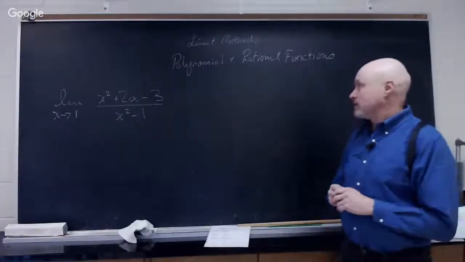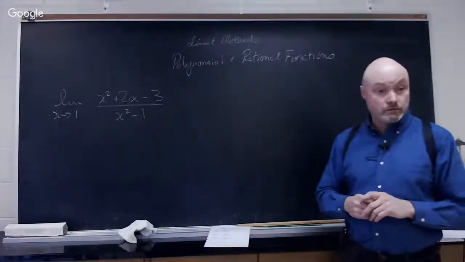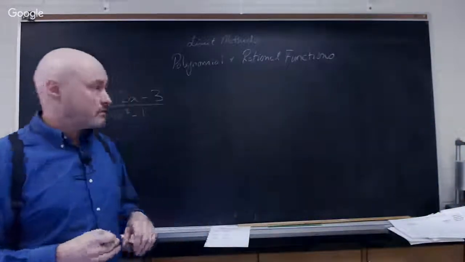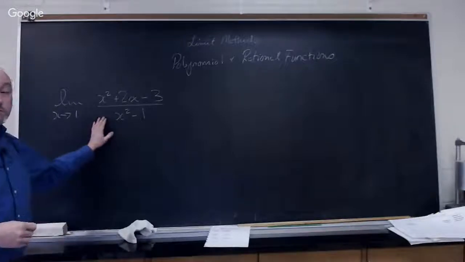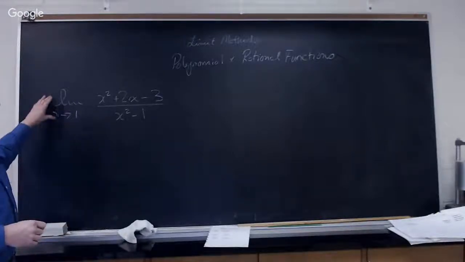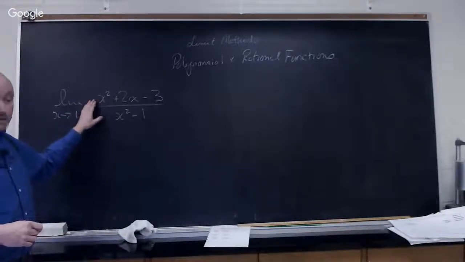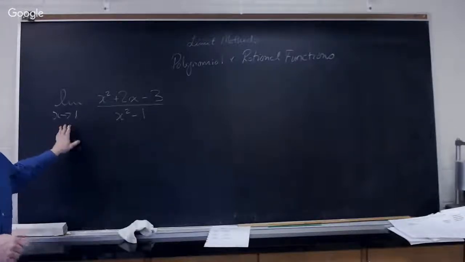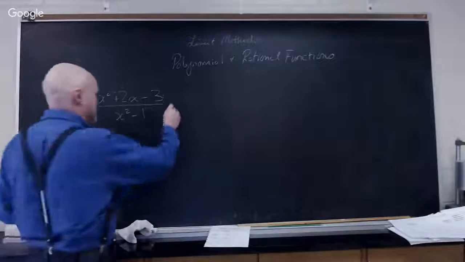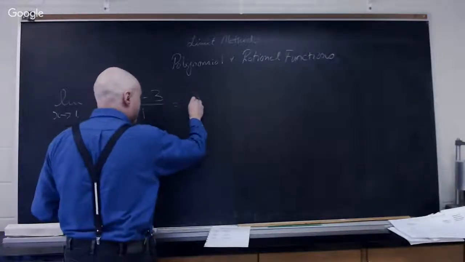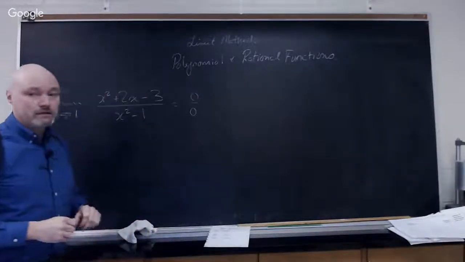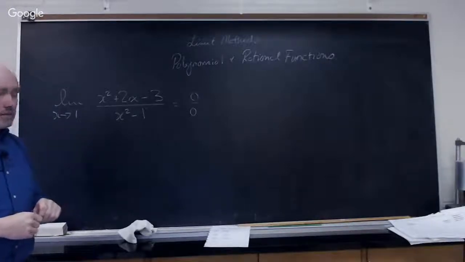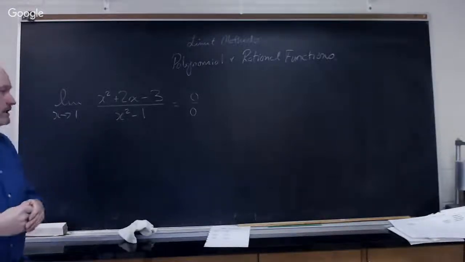All right, we're looking at limit methods in polynomial and rational functions. So if you've done the preamble, then you've been faced with things like this: the limit as x approaches 1 of x squared plus 2x minus 3 over x squared minus 1. When we put 1 into this expression, we get 0 over 0 if we just substitute 1. But that's the value of the function at 1. That's not really the limit at 1.